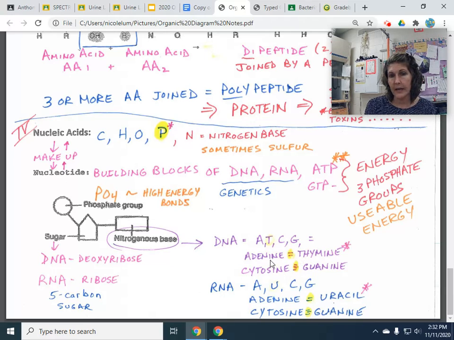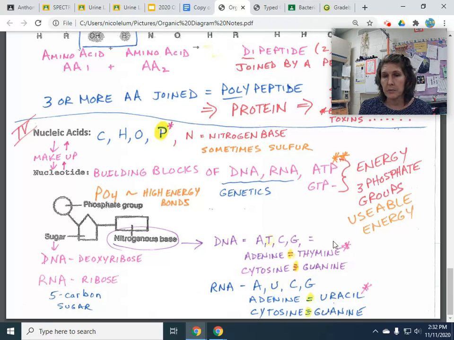So why can't adenine, my purine, go with cytosine, which is my pyrimidine? That's right, one purine, one pyrimidine. The reason is the number of hydrogen bonds between them. Adenine and thymine only have two hydrogen bonds. Guanine and cytosine have three hydrogen bonds. So it's the only possible way they can fit together when you are creating those rungs of the ladder.